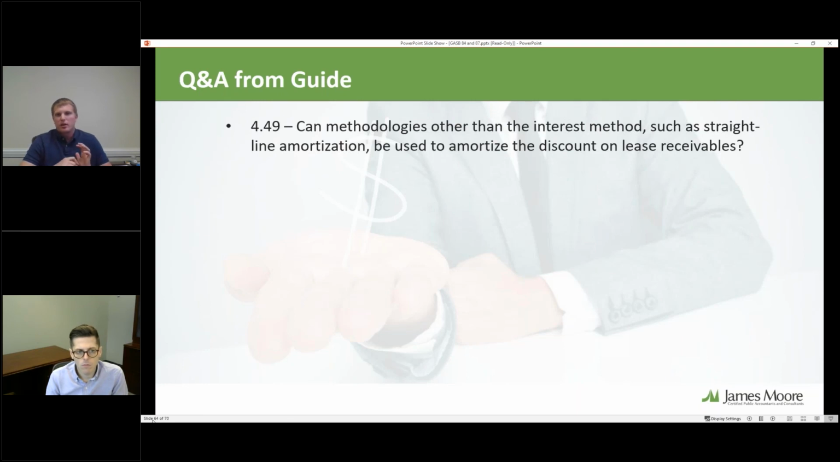Can methodologies other than the interest method, such as straight line amortization, be used to amortize the discount on the lease receivable? So here the answer is no. Lease receivables should be amortized using the interest method. So you are going to have to generate amortization schedules for any of the lease receivables you have.